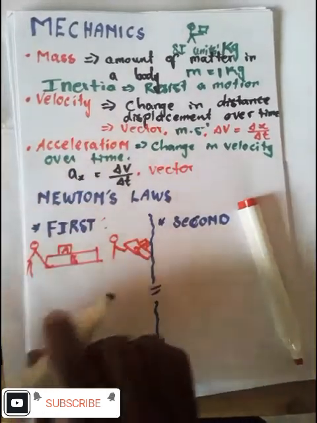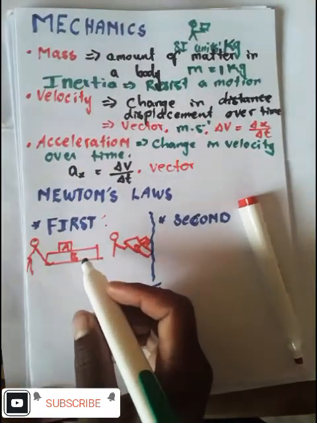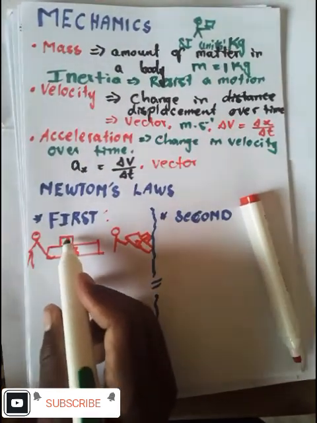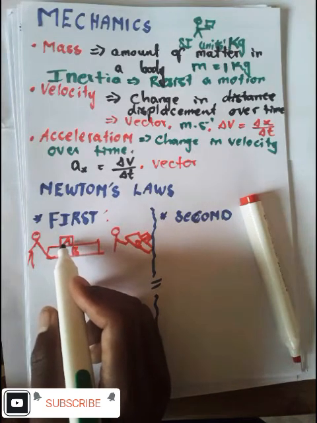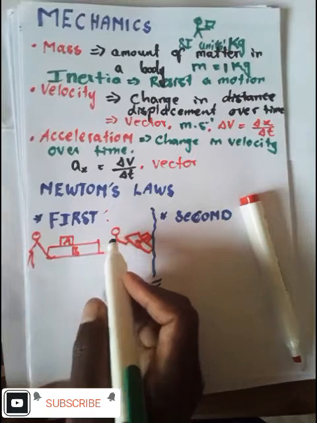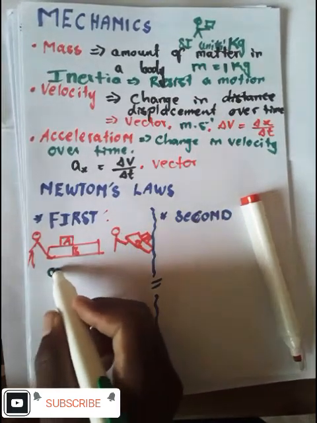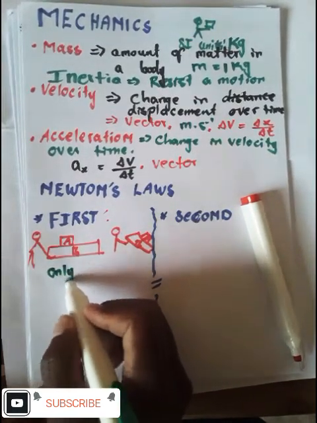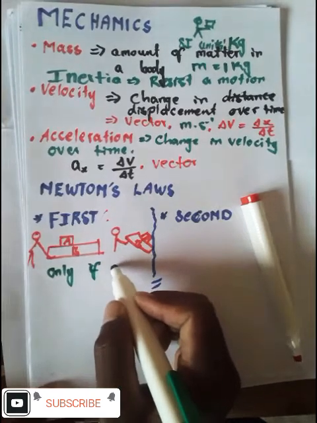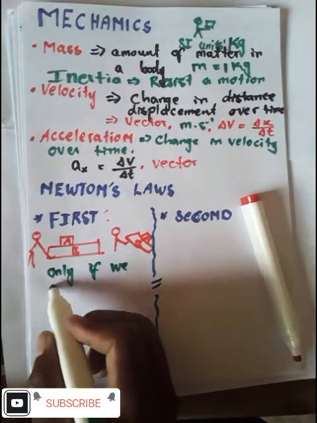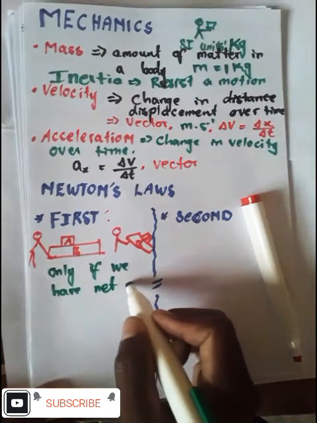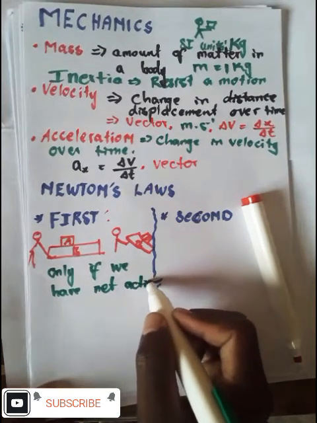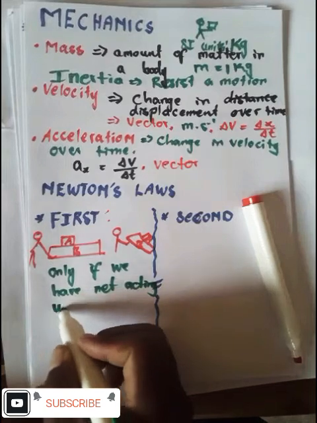An object will continue moving unless we have a net force. So this object will stay here or will slide down only if we have a net force acting upon the object.